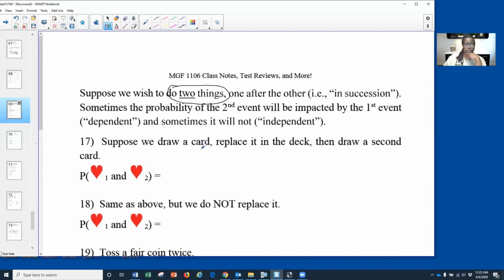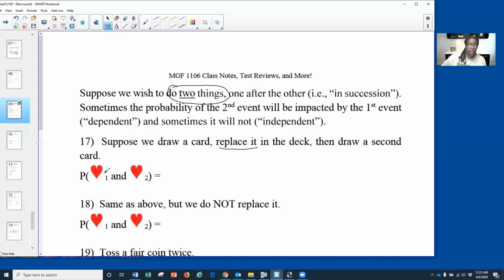Suppose we draw a card. We're talking about that 52 card deck. Replace it in the deck, then draw a second card. What is the probability that first we draw a heart, and then second card we draw a heart? Okay, so we have this deck, we shuffle, we pick, it's a heart. You put it back in the deck, shuffle again, you pull, it's a heart. We want to know what's the probability of that happening.